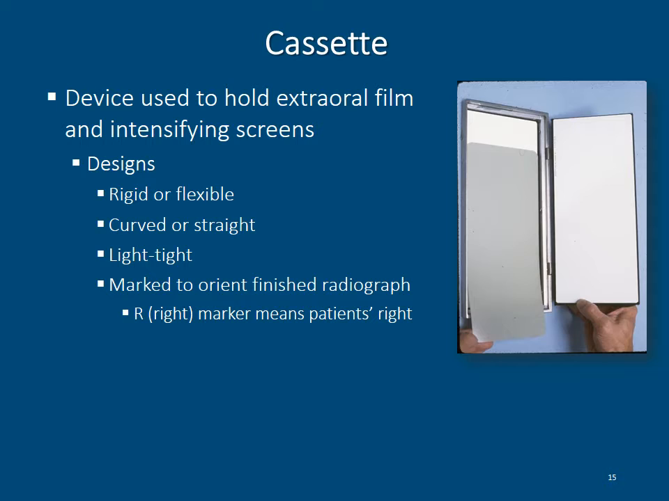This image is a cassette that is used in our clinic. You will see how the film is slid into the cassette and it is closed. These come in very different designs. They can be rigid or flexible. They can be curved or straight. They are all light tight, and they are usually marked with an orientation to the right and left side of the patient.